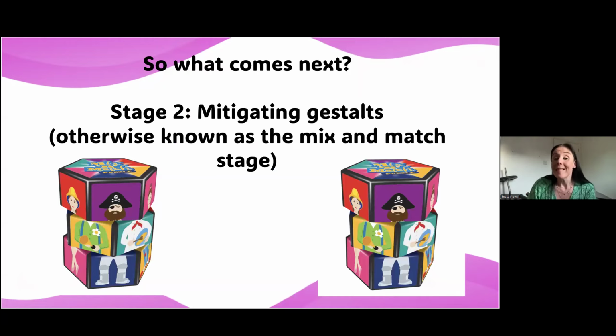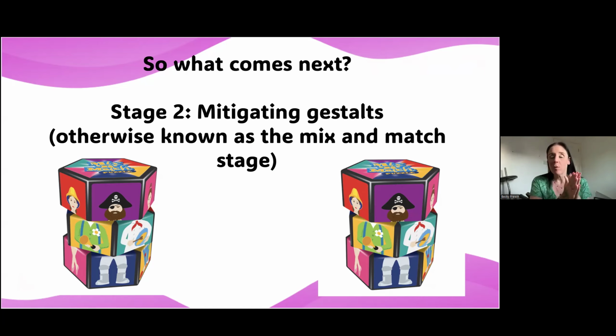So what comes next? Next is stage 2, which is mitigating gestalt. This is known as the mix and match stage. This is where things start to get a bit interesting. This is where children start to take a bit of one chunk, a bit of another chunk, and combine them to make a new novel chunk, okay? And this, I think, is where we can start to have some effect with the language that we use.